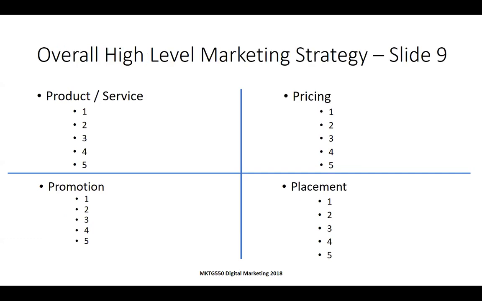High-level marketing strategy. Here's the 4 Ps, guys. What's the product? A few points on that. What's the pricing? How are you going to go to market? How are you going to do your promotional strategy?